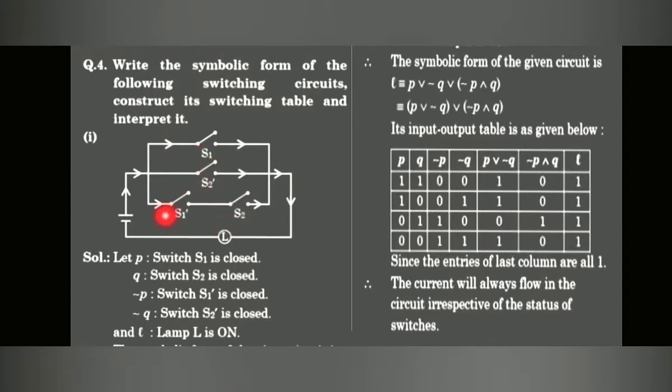S1, S2 dash, S1 dash and S2: four switches. Write the statements. Let P: switch S1 is closed, Q: switch S2 is closed, negation P: S1 dash is closed, and negation Q: S2 dash is closed. And last, L: lamp is on.